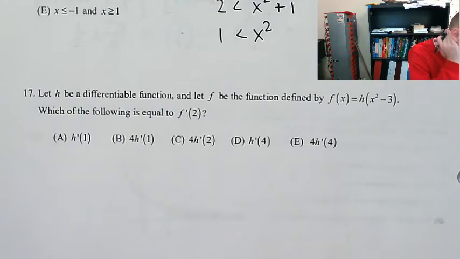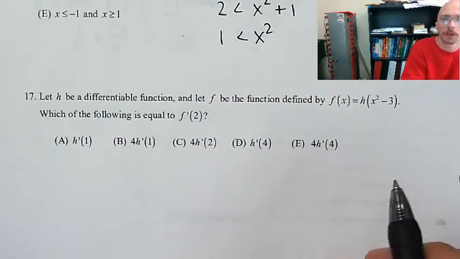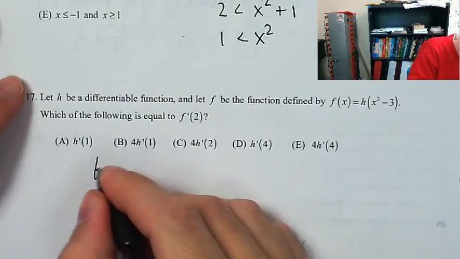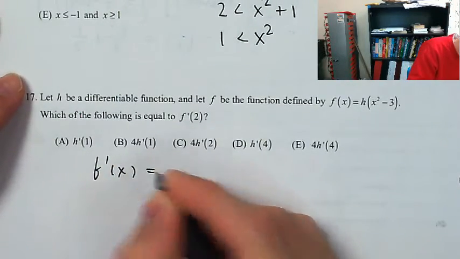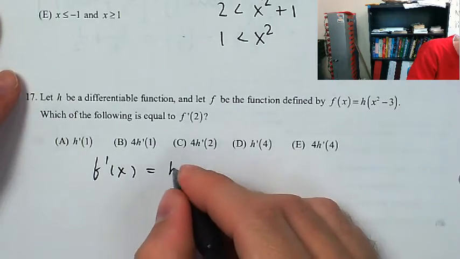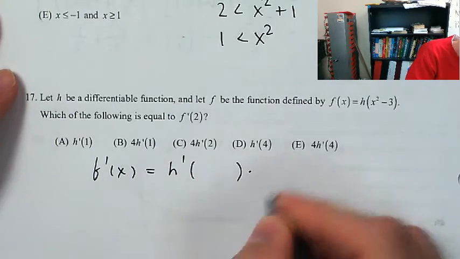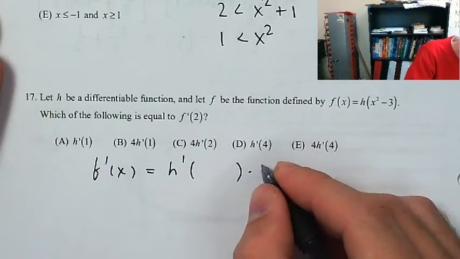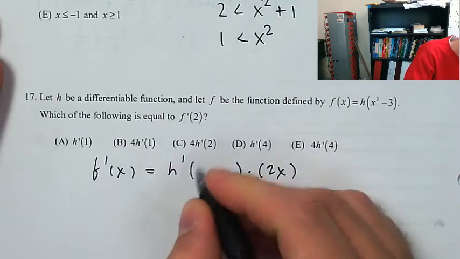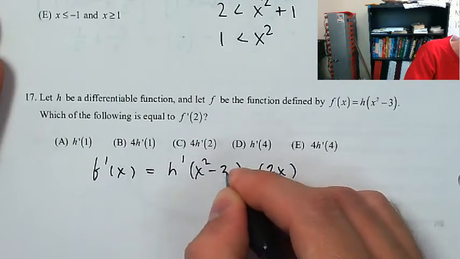Number 17. Okay, f is h of x squared minus 3. We want f prime, and we want to plug in 2. So I'm going to take that in 2 steps. First, I'm going to take f prime of x, and I'm going to take the derivative of the outside while leaving the inside the same, and then multiplying by the derivative of the inside. So x squared minus 3.